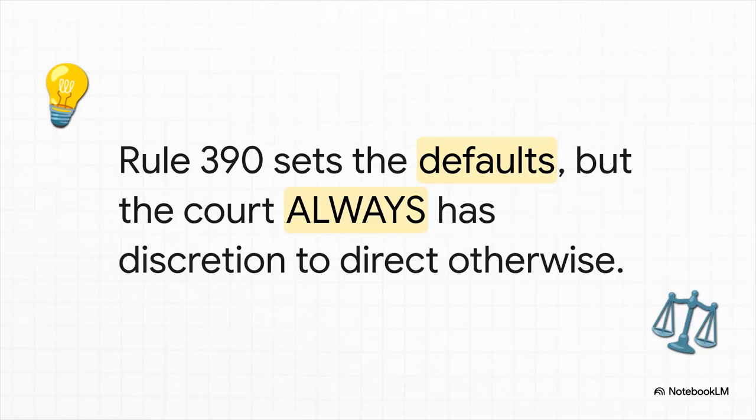But, and this is a huge but, here's the real key for your exam. Rule 390 gives you the defaults, but they are not written in stone. The court always has the power, the discretion, to order something different if it's in the interest of justice. It can say, nope, we're doing affidavits in this claim trial, or I want to hear from this person orally for this application. Never, ever underestimate the power of judicial discretion.